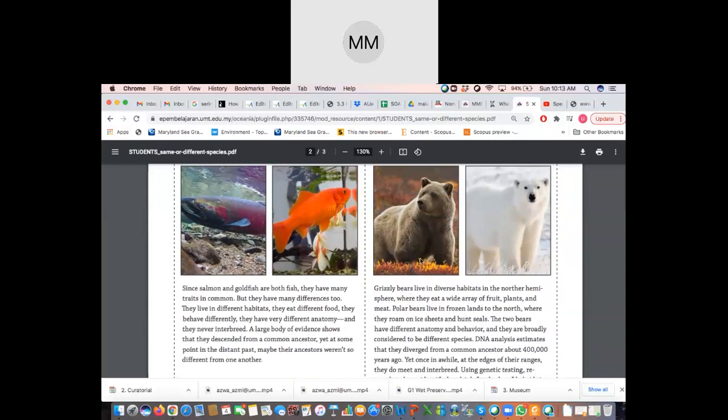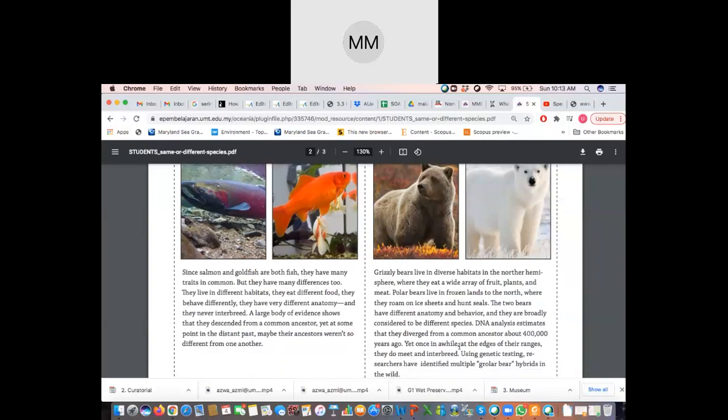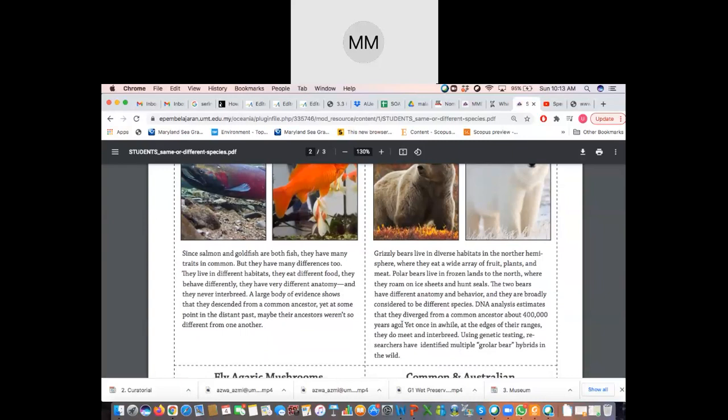The grizzly bears live in diverse habitats from the northern hemisphere, where they eat a wide array of fruit, plants, and meat. Polar bears live in frozen lands to the north, where they roam on ice sheets and hunt seals. The two bears have different anatomy and behavior, and they are broadly considered to be different species. DNA analysis estimates that they diverged from a common ancestor 400,000 years ago. Yet once in a while, at the edges of their ranges, they do meet and interbreed.